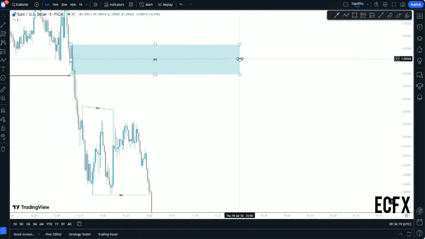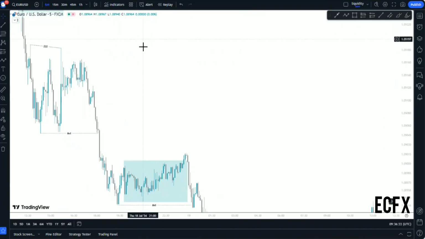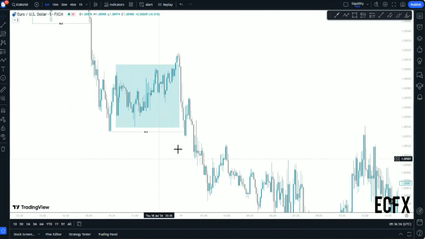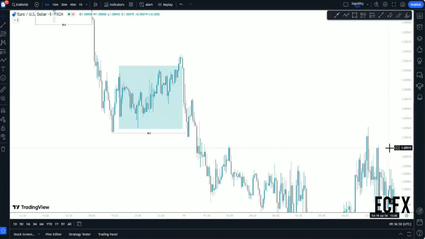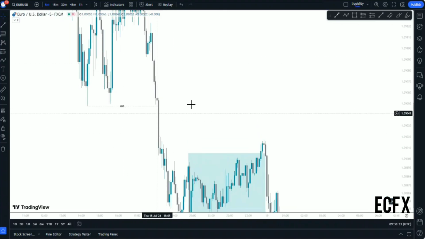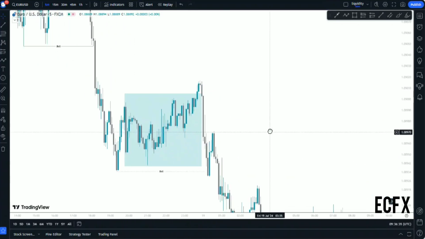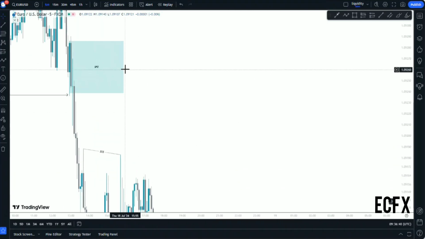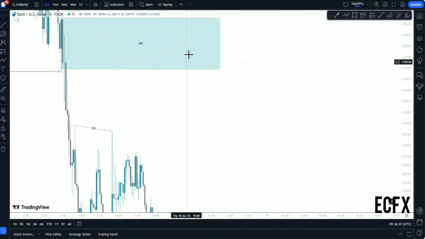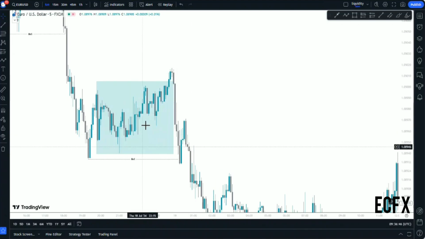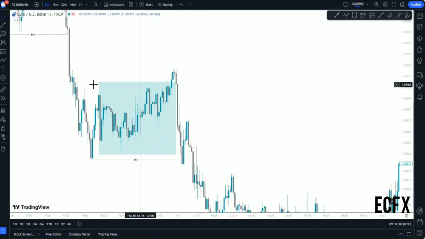However, I'm going to ignore this zone for now and move on to the next level because of the second break of structure, and because I'm on a lower time frame, I'm going to ignore this break of structure over here and move on to this one, because now price is telling me that it's not ready to come up to that level yet, and it's going to start working from here.